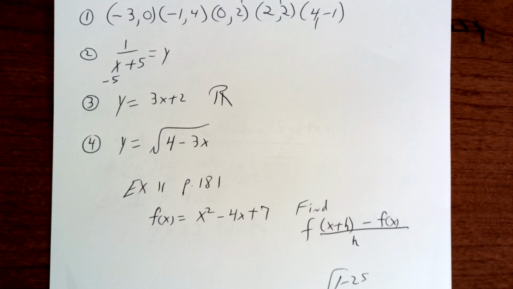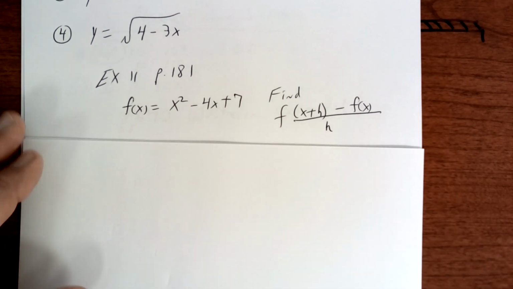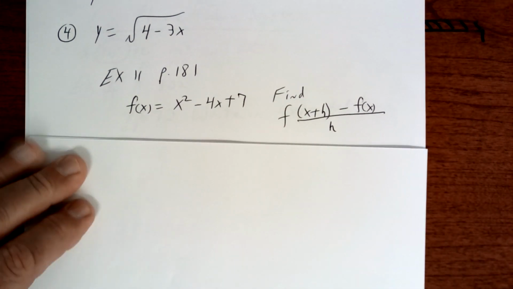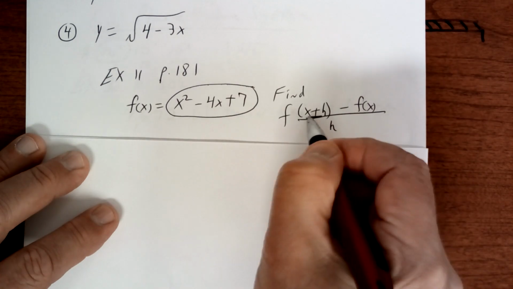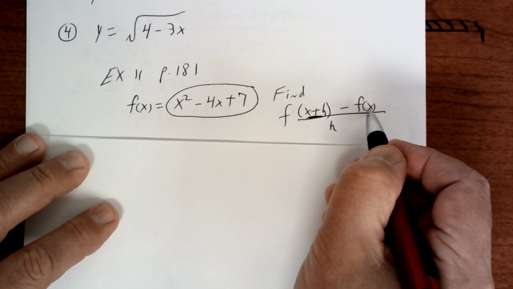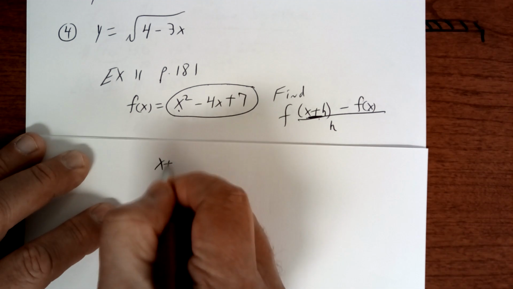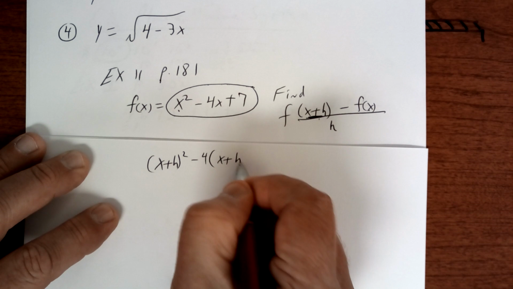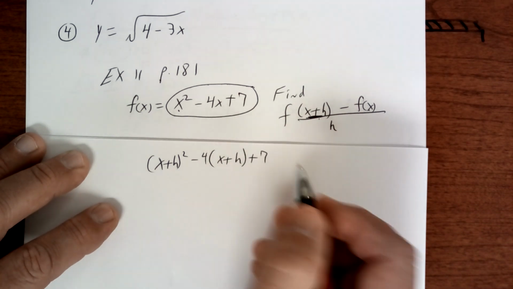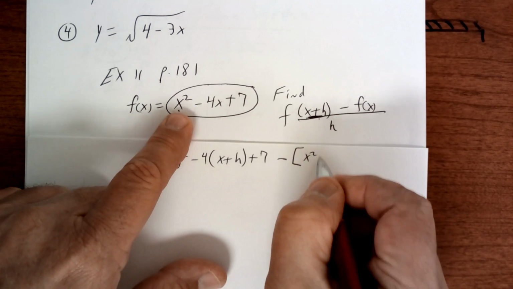Okay, so let's do example 11 here. And this one is actually going to bring you to some calculus. So copy that down. What you're doing here is you're taking the function and you're substituting x. So what you're going to do is expand this out to x plus h quantity squared minus 4 times x plus h, and then plus 7. And then minus all of this function here. So minus x squared minus 4x plus 7.